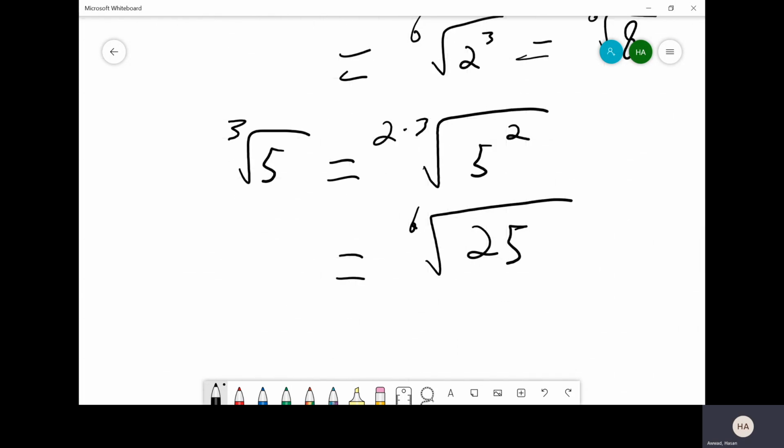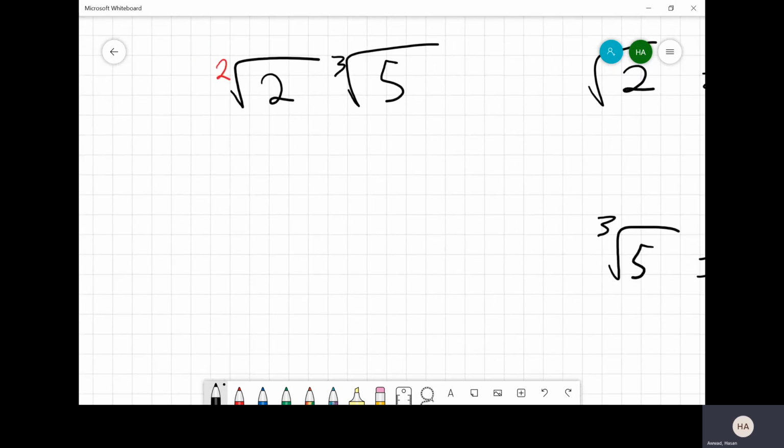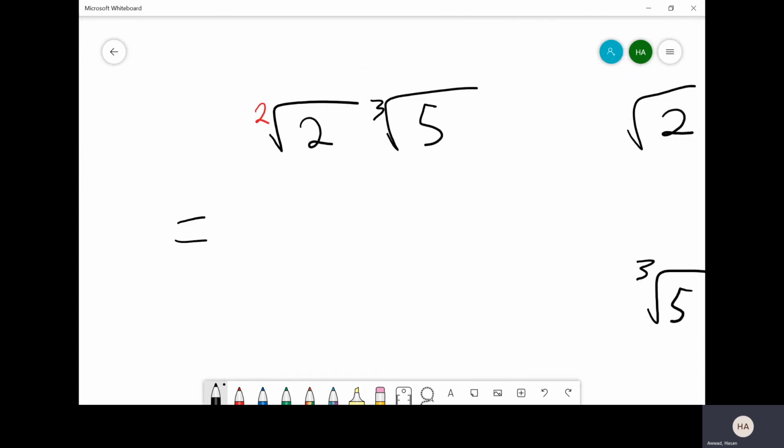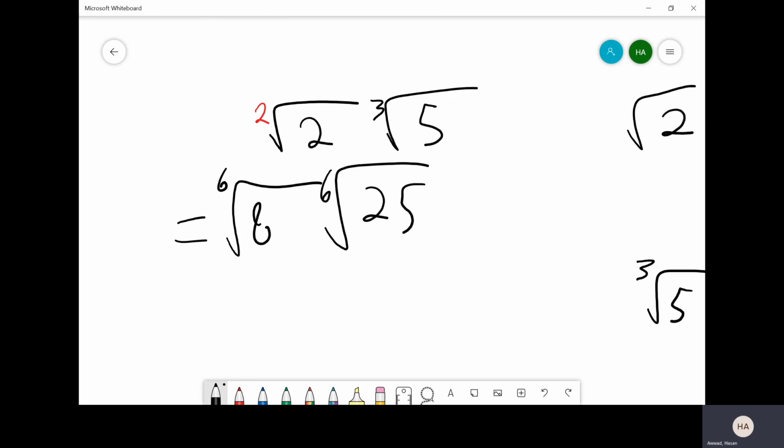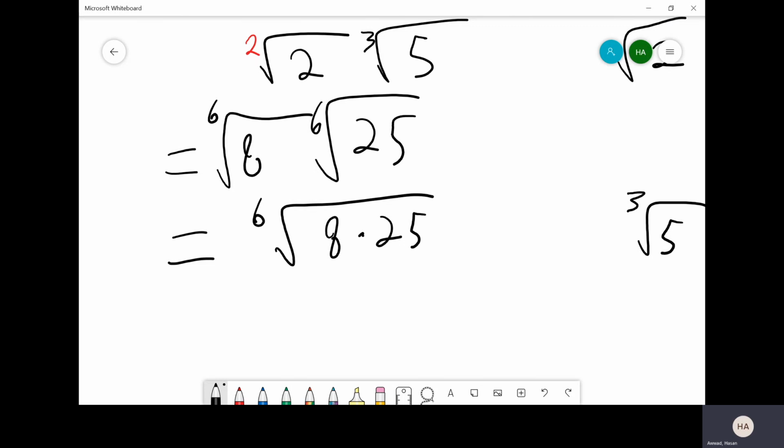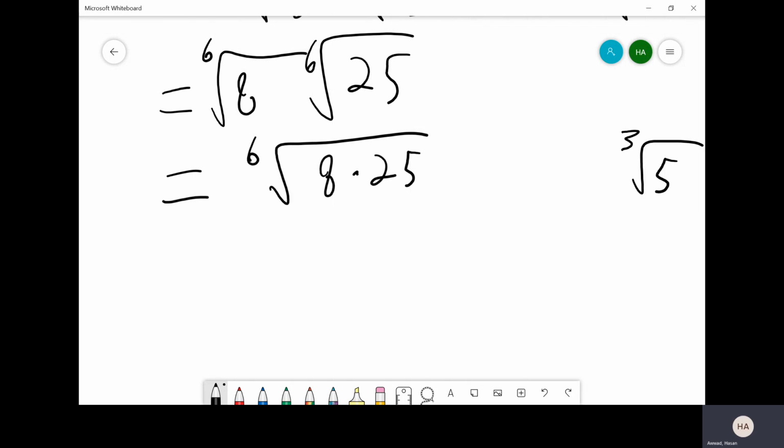And now that we have our indexes and everything matches, we can say this is really just equivalent to the 6th root of 8 times the 6th root of 25. And now because the indexes match, we can combine them as one larger radical. So we have 8 times 25. And 8 times 25, if you don't know it off the top of your head, you can think about it as 4 times 25 times 2, which is generally how I think about it, and that is just 200.